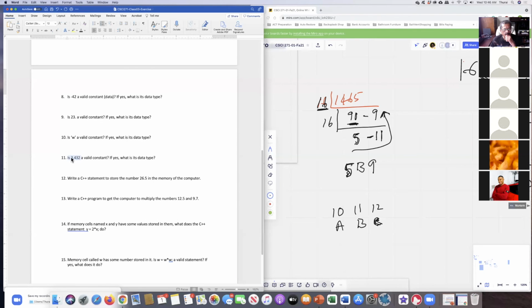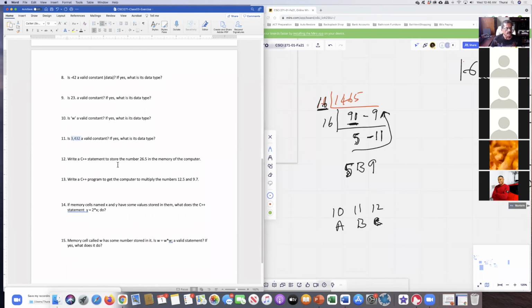3,432, is that a valid data or valid constant? No, because you cannot have a comma. So that's how the computer data is different from regular numbers. When you write numbers, you write commas, but in computer languages, you cannot write commas. So your number with the comma is invalid data. So no commas are allowed for numbers.